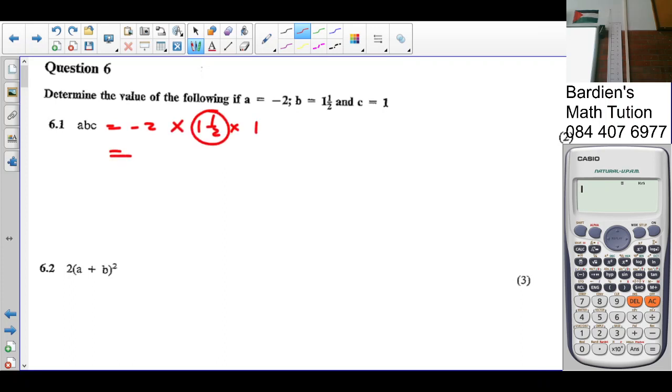I'm going to change that to improper. So it's -2 over 1 times 3 over 2 times 1. That's 1 over 1. Negative times a positive is negative. The 2's cancel, not so? 3 times 1 is 3 over 1, which is -3.